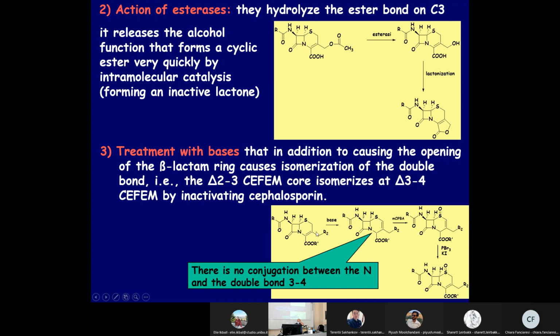Also, in basic conditions, we can have the opening of the beta-lactam ring, but also the isomerization of this double bond. You see, this double bond can change its position, and this isomerization can lead to inactive cephalosporin. So we have to pay attention when we are in a basic condition, because we can have the opening of the beta-lactam ring, but also the isomerization of the double bond.